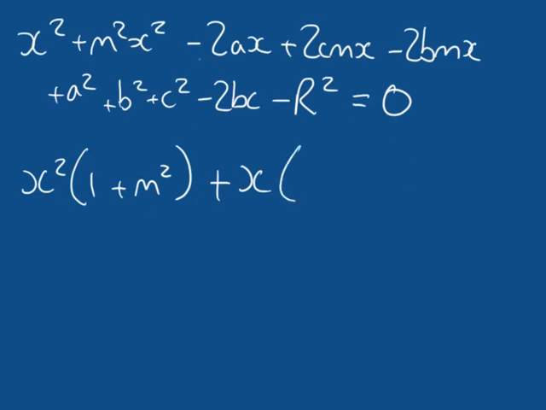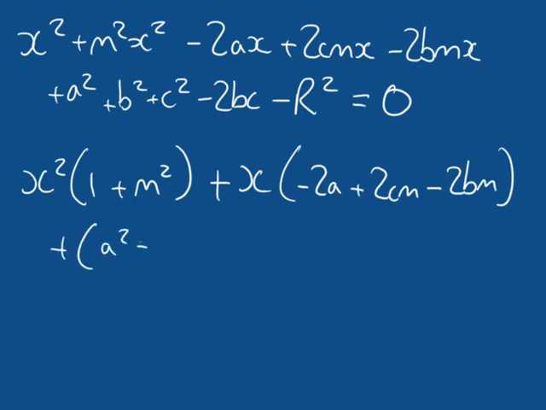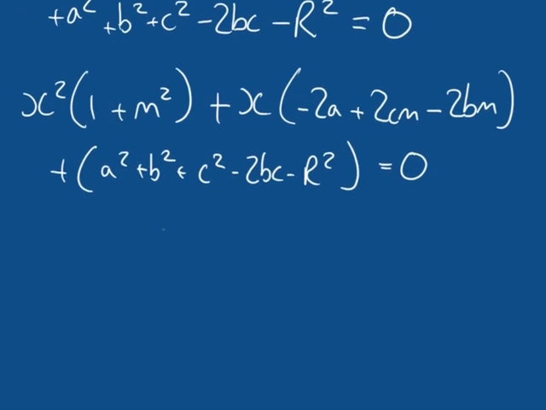What do we have here? Well, we have minus 2a plus 2cm minus 2bm. And then we can collect all these into a bracket, so plus a squared plus b squared plus c squared minus 2bc minus r squared is all equal to 0. So what have I done here? Well, I've actually written this in the form of Ax squared plus Bx plus C is equal to 0.